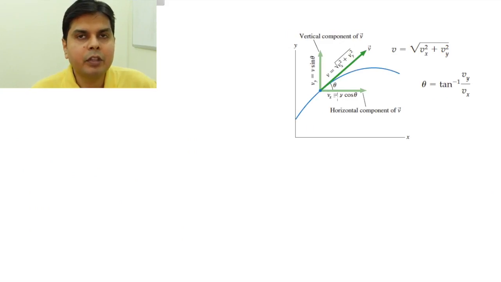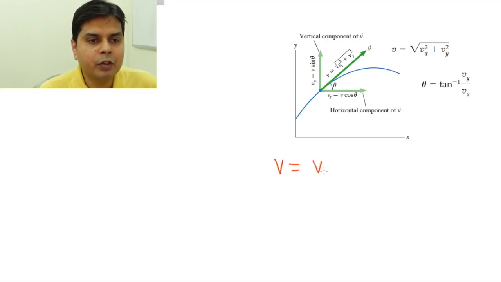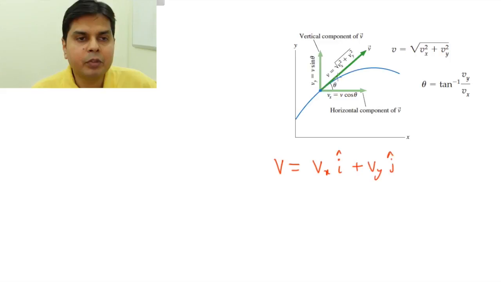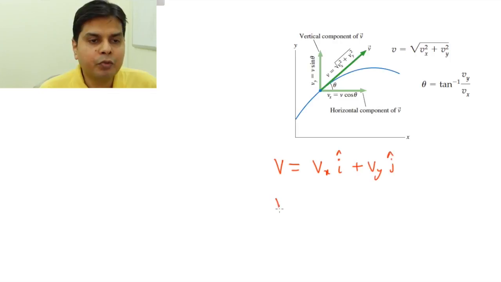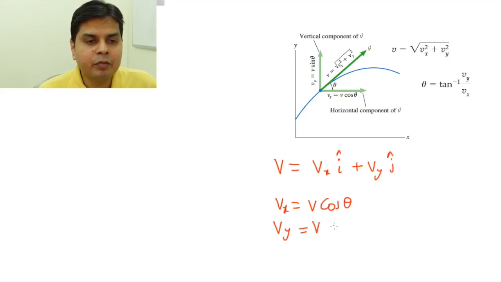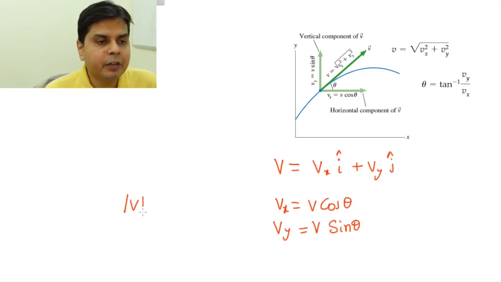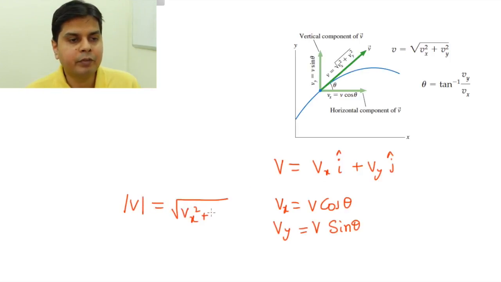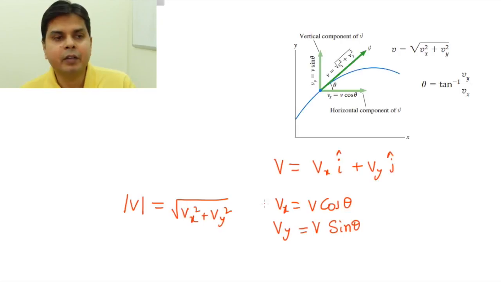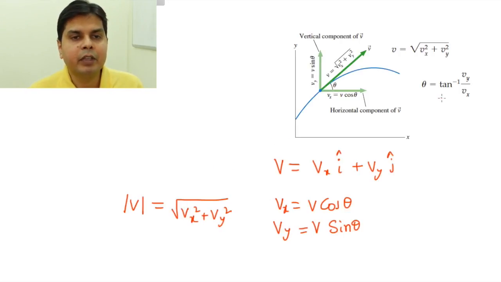If I write this velocity in terms of x and y components, this velocity v is equal to vx i plus vy j. Suppose this velocity vector is making an angle theta with the horizontal, so vx is equal to v cos theta, and vy is equal to v sin theta. So I can write the magnitude of v as the square root of vx squared plus vy squared, and this angle theta will be given by tan inverse of vy by vx.